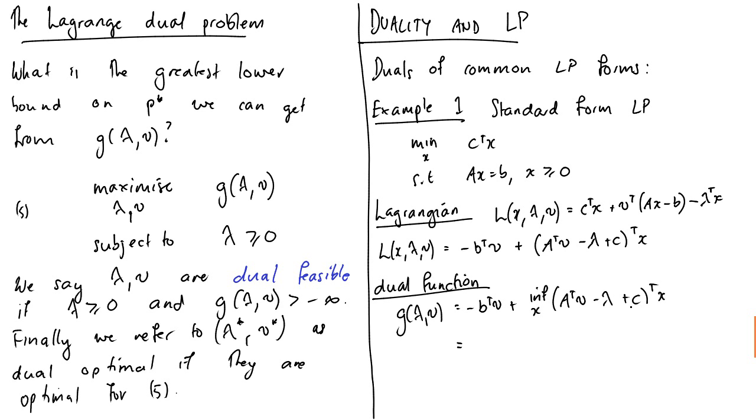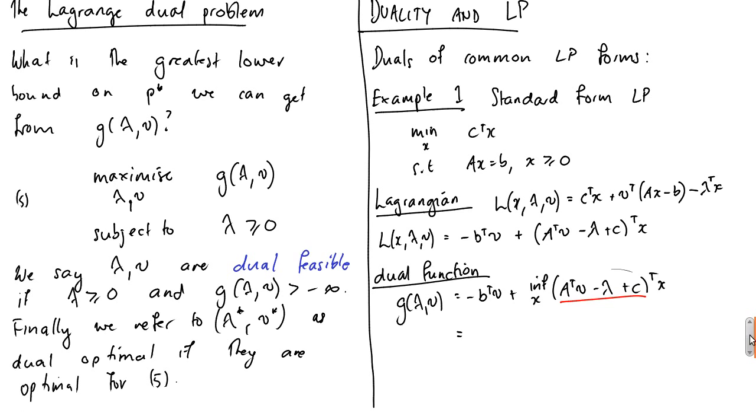For example, if one of the components of this vector was, say, 1, then you could choose the corresponding component of x to be arbitrarily negative, and you get negative infinity. Likewise, if one of the components of this thing was negative 1, then you could choose the corresponding x component to be arbitrarily positive, and your dual function will still be negative infinity. So the only way that this function here can have a value that's not negative infinity is if this vector is equal to 0. Okay, so this vector here that I've underlined in red must be equal to 0.